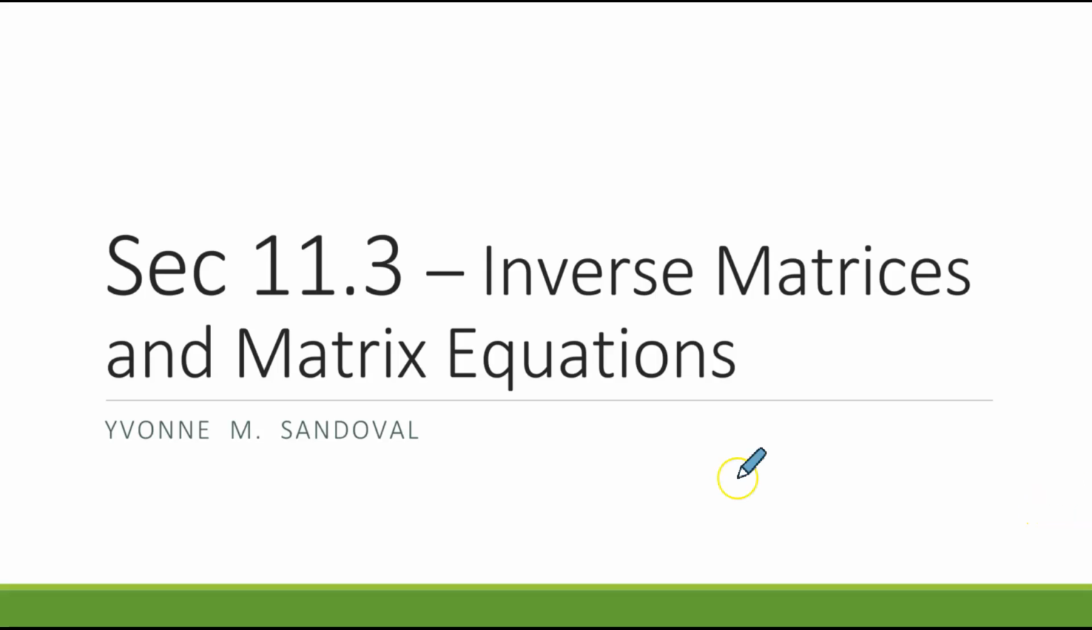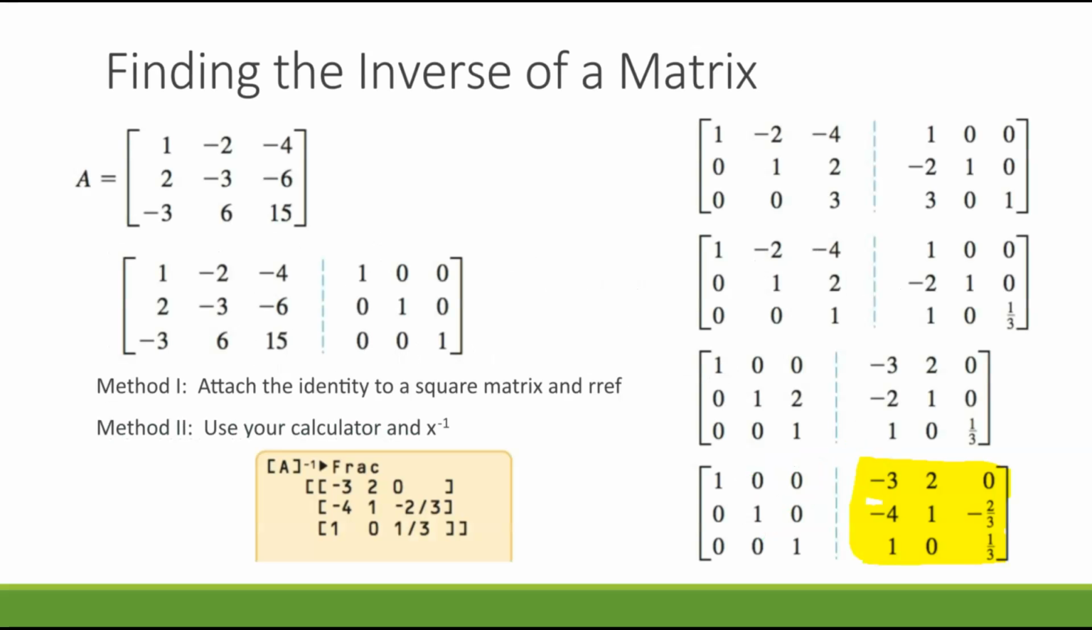Inverse of matrices and matrix equations, part 2. We looked at identity matrices. We showed that matrices were inverses of one another. When we multiply two matrices together and get the identity matrix, then we can say those two matrices are inverses.